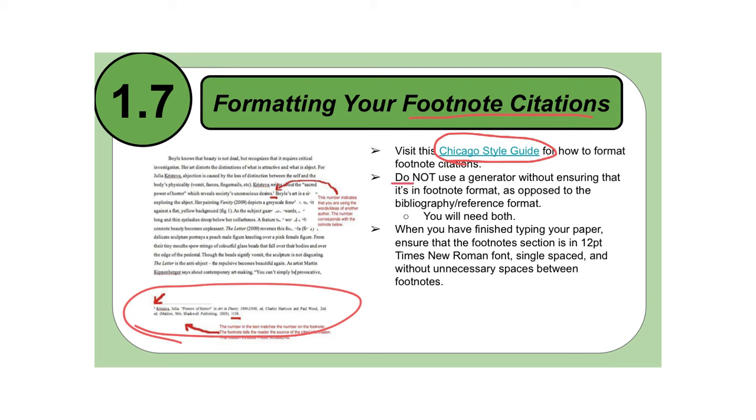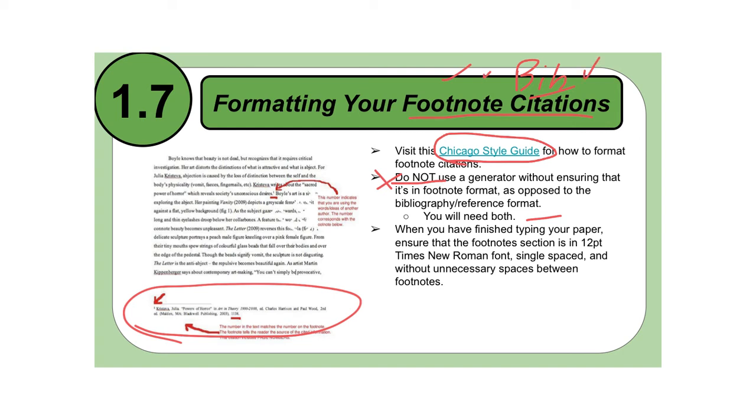Do not use a generator when you're doing these footnote citations, and the reason is that sometimes the generators do not know if you're trying to do the footnote or the bibliography. It will automatically do one or the other, and sometimes kids forget to switch them back. You're eventually going to need to do both because you have to have a bibliography at the end. But these are footnote citations. So we tell you do not use a generator because you oftentimes don't know if what the generator is going to return to you is a bibliography or a footnote.